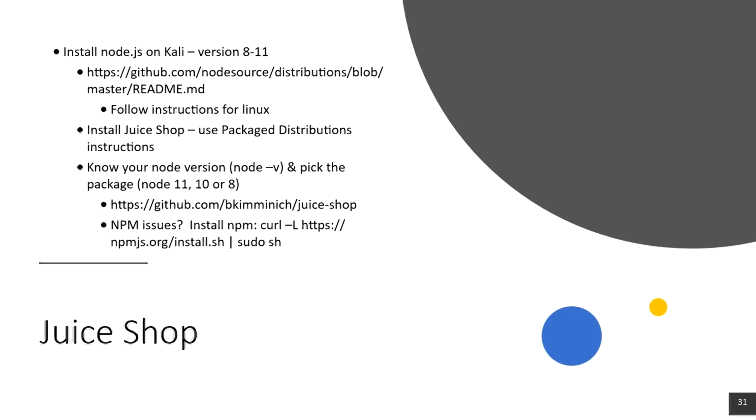and that you follow the instructions from GitHub from the link that I've provided here for the flavor of Linux that you're using. You want to make sure you use the packaged distribution instructions when you're doing the installation, and that you'll want to also know what version of Node you've picked for Kali, and then choose the correct package of Juice Shop based upon the version of Node. Again, if you're having any kinds of issues, you have some instructions there for NPM installation, and good luck with getting your vulnerable app ready for the class.